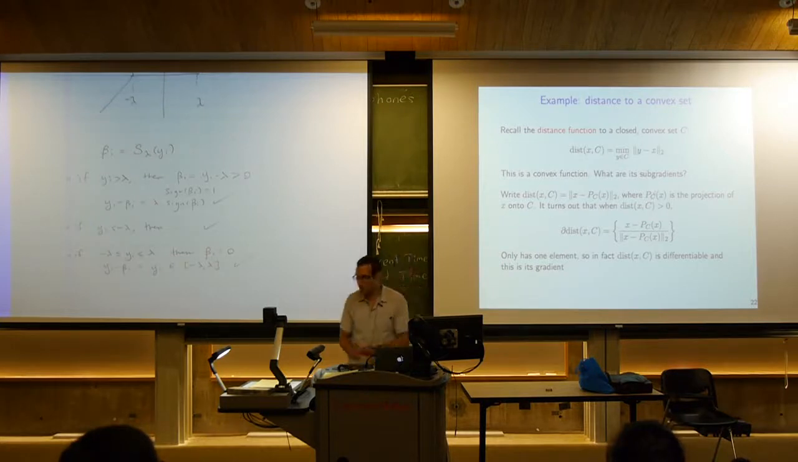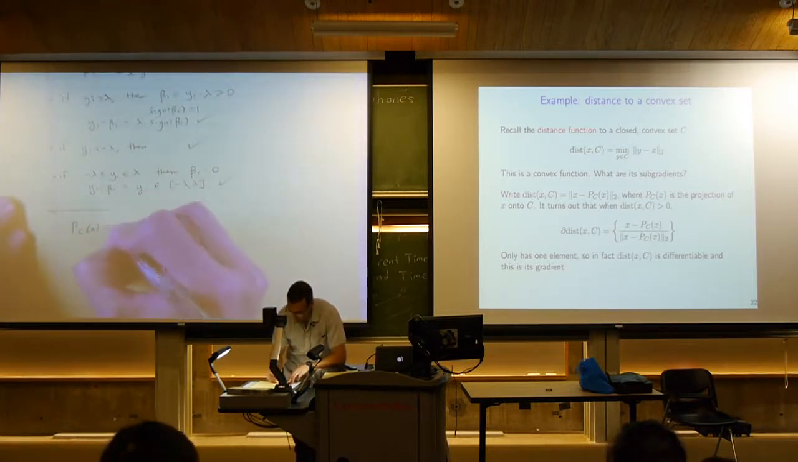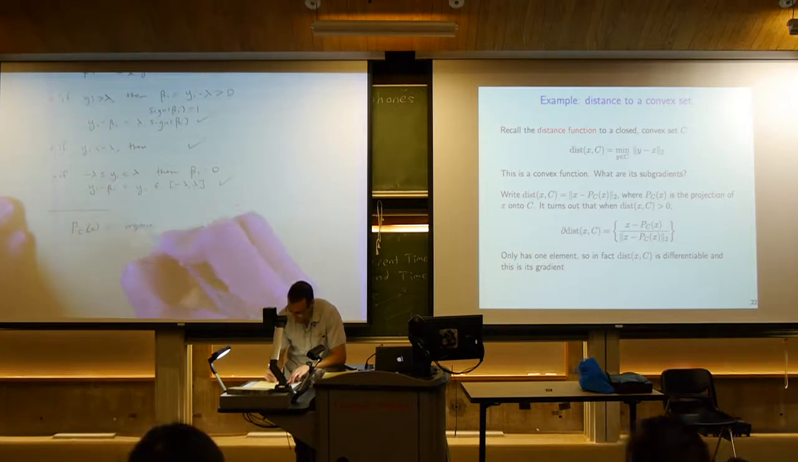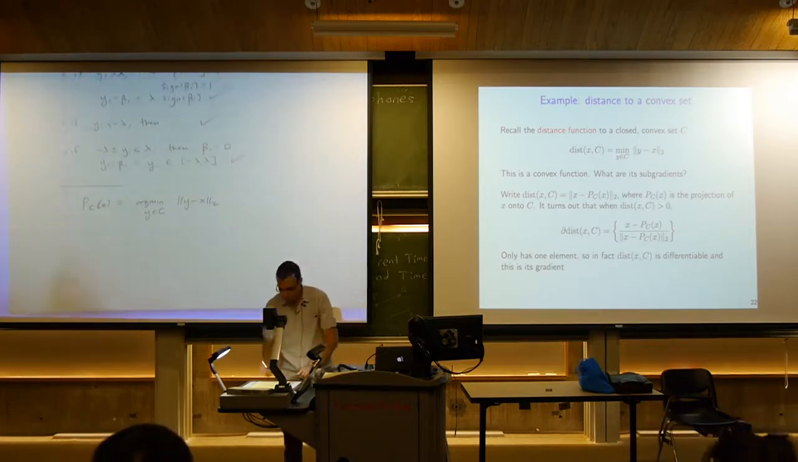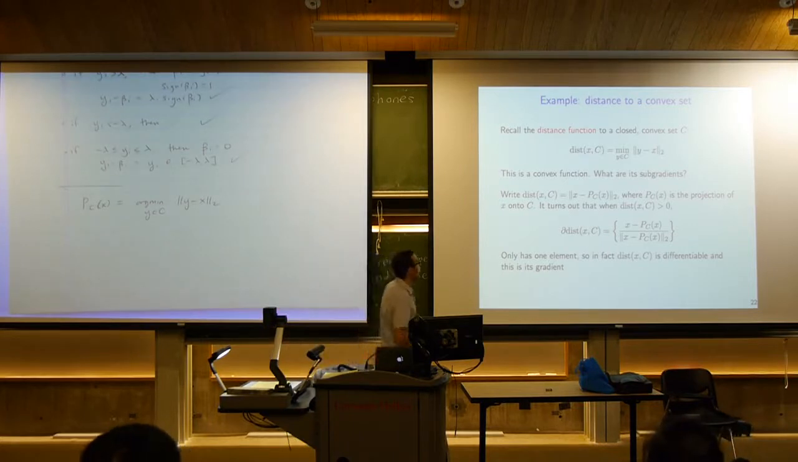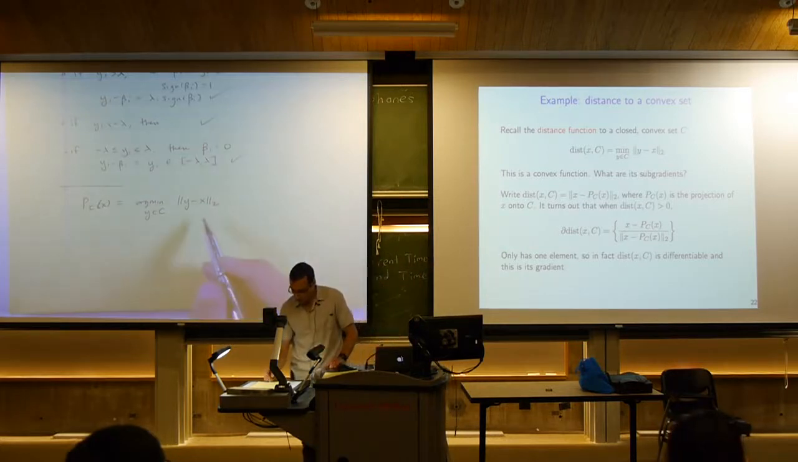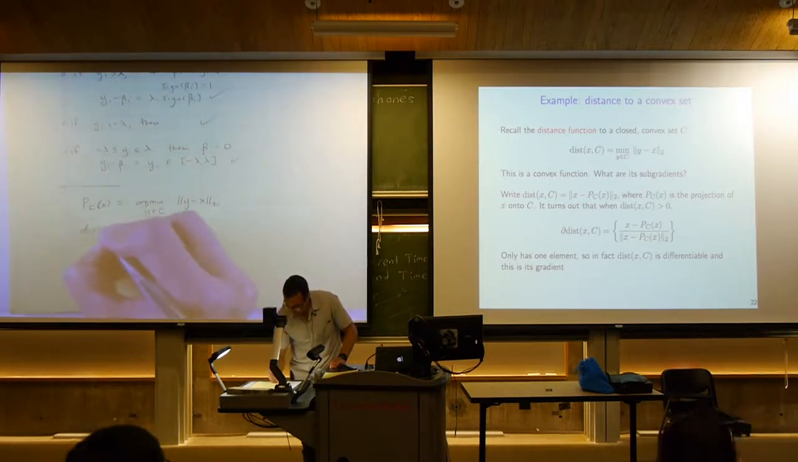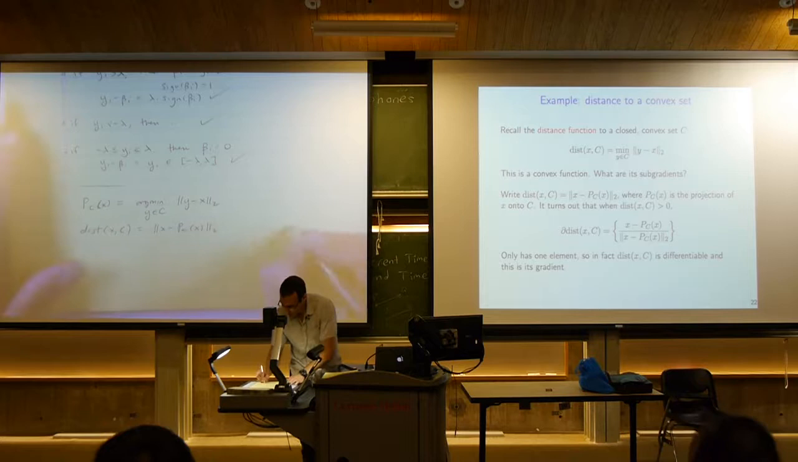We're going to denote that by P_C(x). And that is defined as just the point y that's closest to x among all points y in the set C. So it's the minimizer. And the distance between x and the set C is nothing more than the L2 norm between x and its projection onto the set C. So a picture is something like this, right?